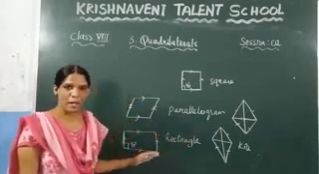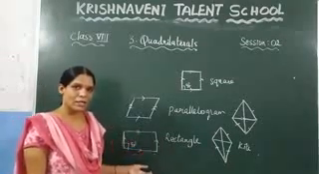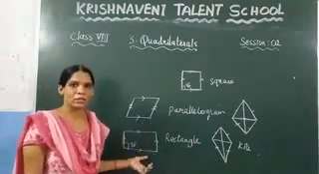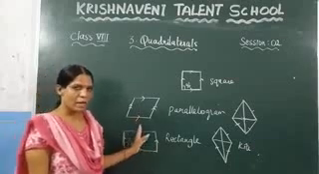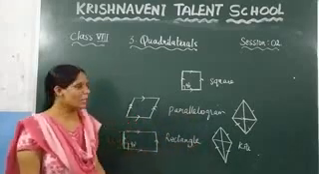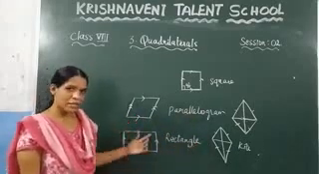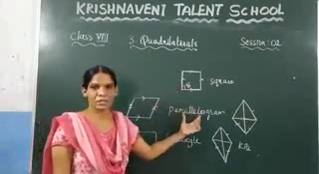And the next one is the parallelogram. If two pairs of sides are parallel, we call it a parallelogram. And if in a parallelogram one of the angles is 90, we call it a rectangle. And if in a parallelogram the adjacent sides are equal in length, we call it a rhombus. And in a rectangle, if the adjacent sides are equal, you get the square.